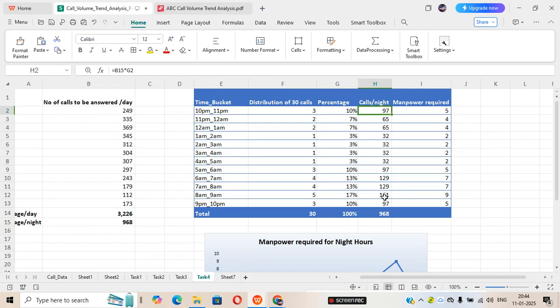We'll be getting these values, and for manpower required, how to calculate that is by dividing calls per night by 18. I have divided calls per night by 18, and got this manpower required for each time bucket.